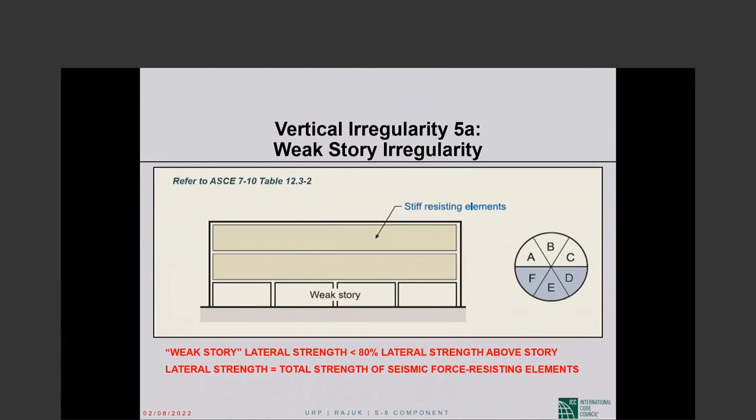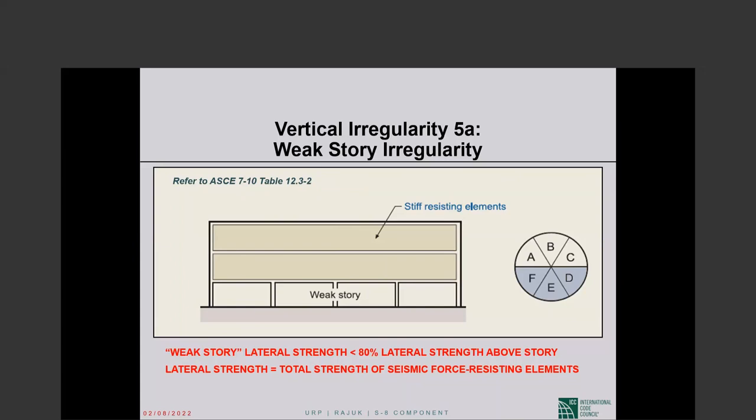Vertical type 5, weak story irregularity. So when we say soft story, it is stiffness. When we say weak story, it is strength. So weak story is about lateral strength. This lateral strength is basically the sum of the shear forces that can be resisted by the columns and shear walls in the building. Okay, that's the simplest way to think of lateral strength. How much shear can be resisted by the columns and the shear walls. So a weak story has lateral strength less than 80% of the lateral strength of the story above.